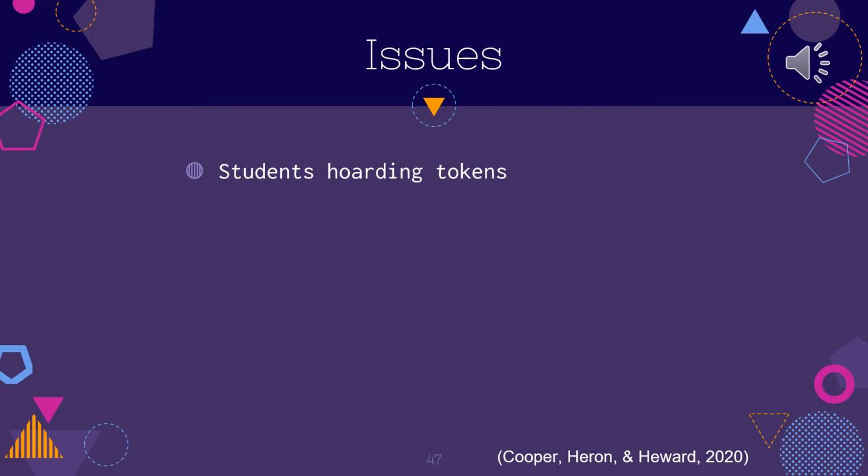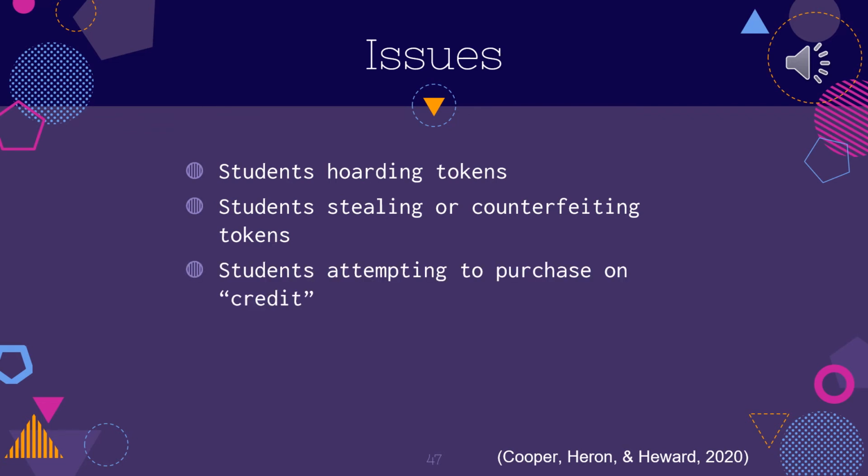You may also see students stealing or counterfeiting tokens. Preemptive measures should be taken, such as placing the tokens in a secure location to reduce the risk that they will be counterfeited or stolen. You can also occasionally switch out the token that is being used. The final issue that may occur is students attempting to purchase items on credit. You should never allow students to purchase items that they do not have enough tokens for. You cannot be sure that they will engage in the behaviors in the future required to earn back those borrowed credits.